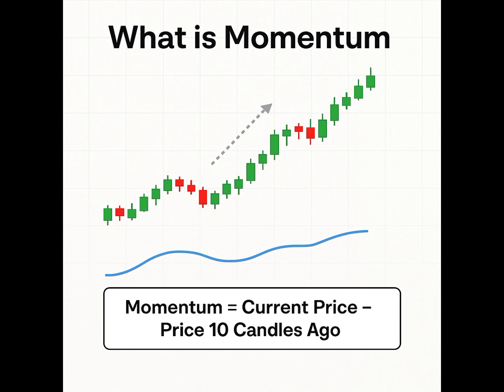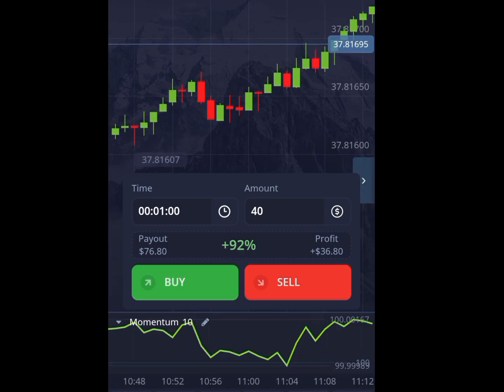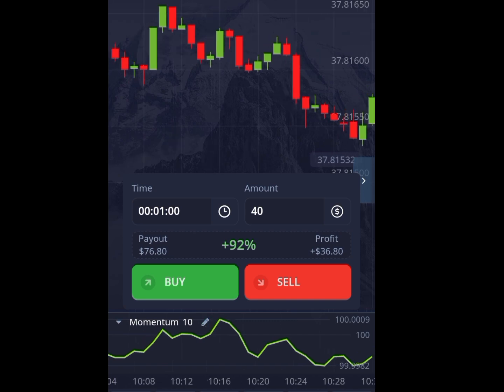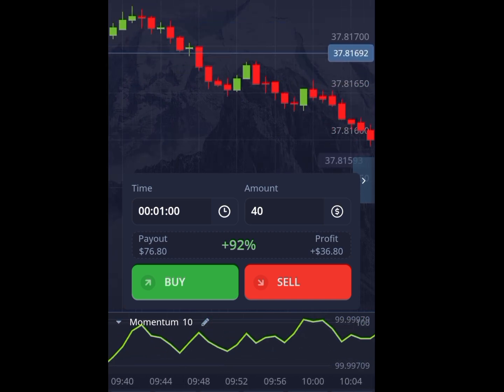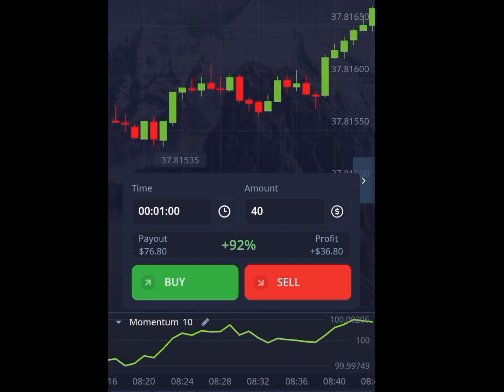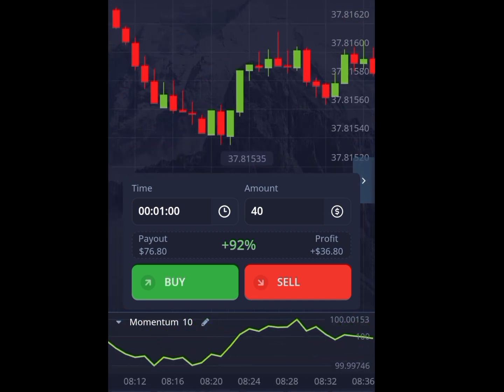Firstly, what is the momentum indicator? The momentum indicator measures the rate of change in price. In simple terms, it compares the current price to the price of a few candles ago. That means it makes use of past data to analyze the strength of the current price. And in technical terms, that makes it a lagging indicator because it follows after the price action by design.